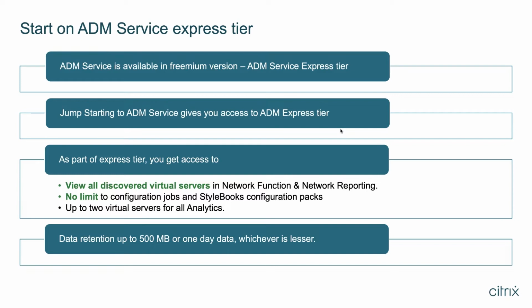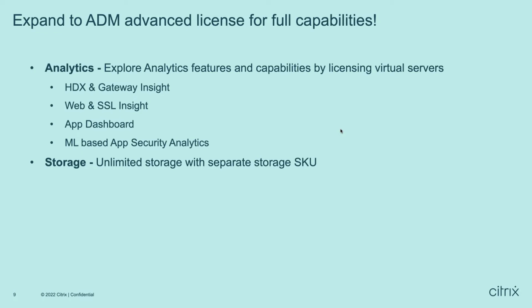So once you are satisfied with trying out all the capabilities of management and monitoring and the 2 virtual server analytics, and you are happy to explore more, that's where you have to look out for the advanced license, which opens up the capability of licensing as many virtual servers under analytics as you purchase. So you can now go for SDX, web analytics, app dashboard, ML-based app security analytics. Everything will open up, which is limited to 2 in the Express license.